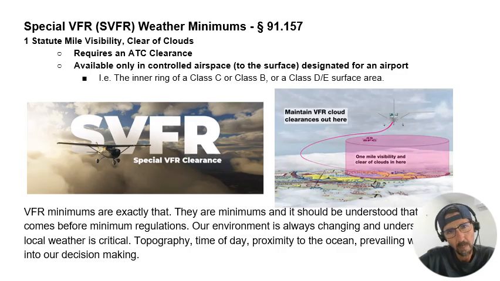Special VFR weather minimums, FAR 91.157. It basically states that 1 statute mile visibility, clear of clouds, is for special VFR. You have to request this with ATC clearance and it is available only in controlled airspace designated for an airport. So the idea is basically you're either getting into or getting out of an airport, and you're going to clear skies quickly. So you're not going to be flying IFR. You're asking to get into a position where you can use these special rules to get out of the area.